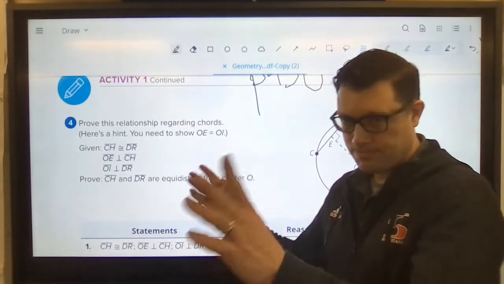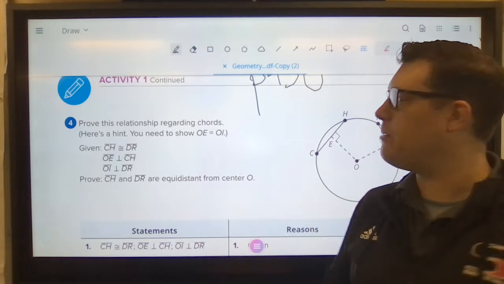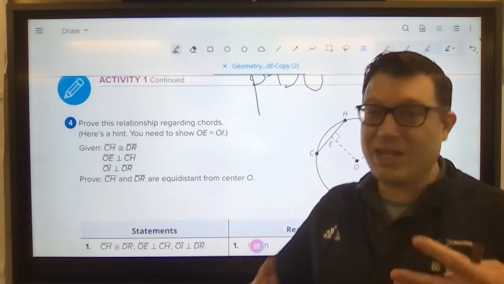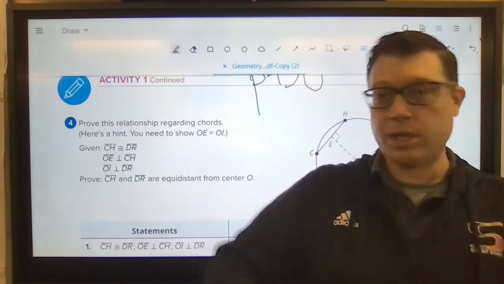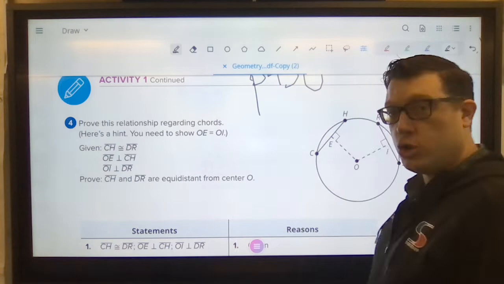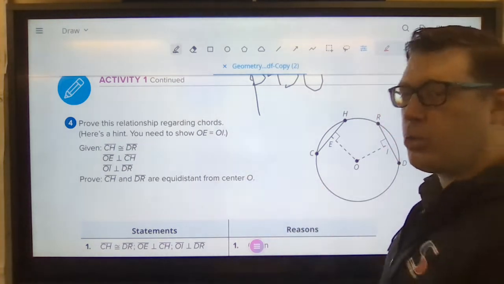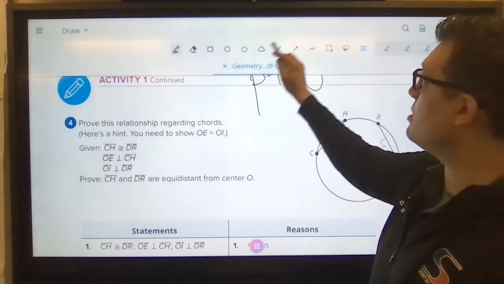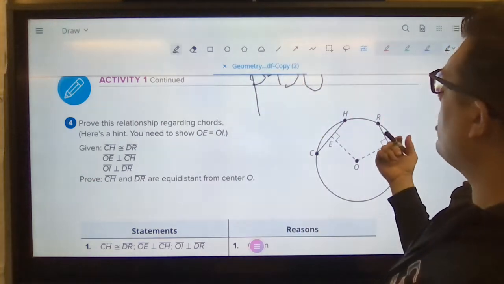Here's a hint. If they tell you there's a hint in a math problem, you better have that as part of your answer, because it's like they're giving you half of the work you need to do. They're looking for it. I'm looking for that from you in your response. So let's be looking for this along the way. Where is OE congruent to OI? And because it's something that we should focus on, let's bring in our highlight tool.